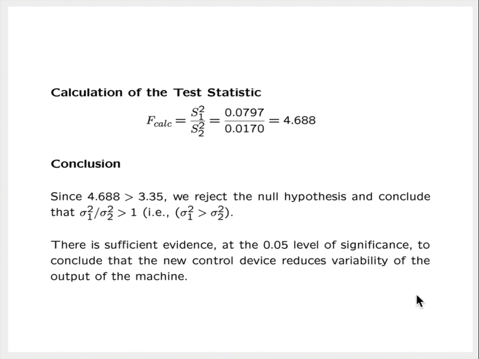Now, because FCalc, 4.688, is greater than our critical point, 3.35, the rejection criteria have been satisfied, and so we reject the null hypothesis and conclude that the ratio of the population variances is greater than 1. In other words, we conclude that sigma 1 squared is greater than sigma 2 squared. And so there is sufficient evidence at the 0.05 level of significance to conclude that the new control device reduces the variability of the output of the machine.